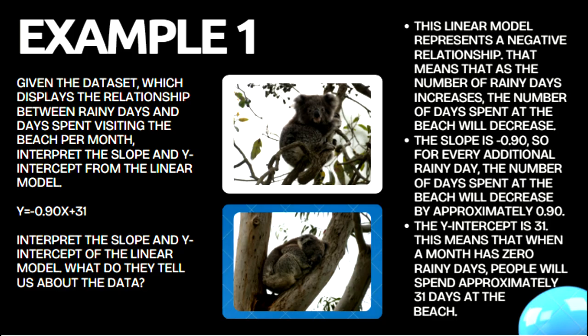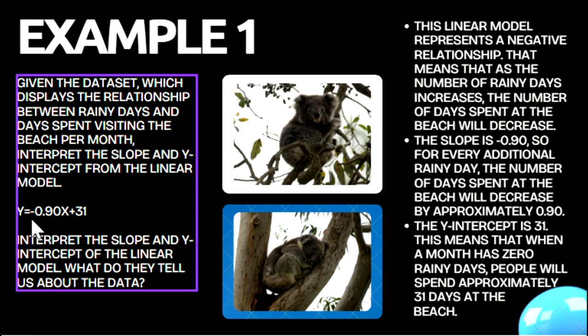So the rainier it is, oh, that's because this is a negative 0.90. It's hard to see that negative. Okay, it's a negative relationship because this is negative. The slope is negative 0.90, so for every additional rainy day, the number of days spent at the beach will decrease by approximately 9/10.